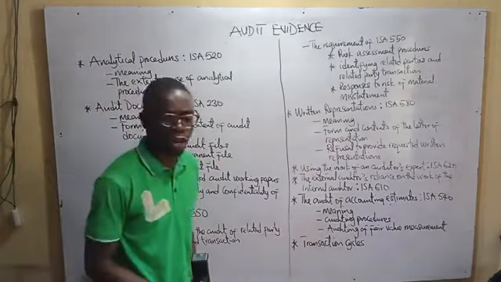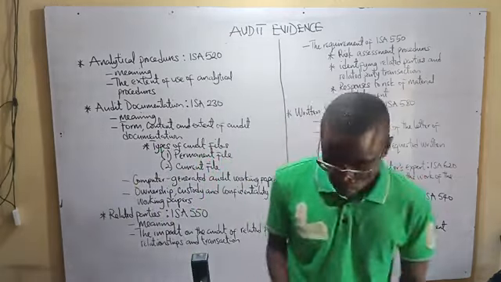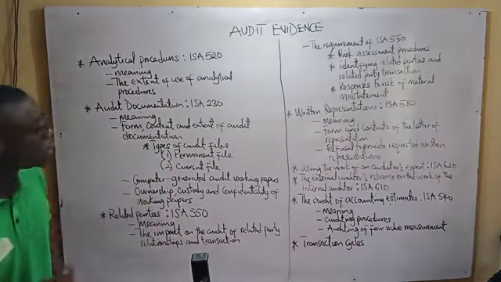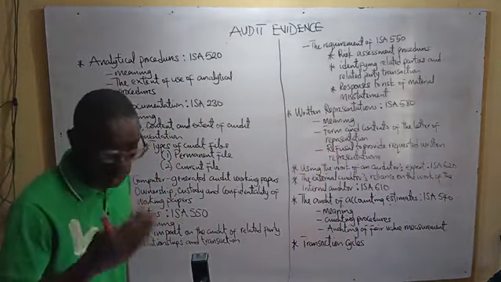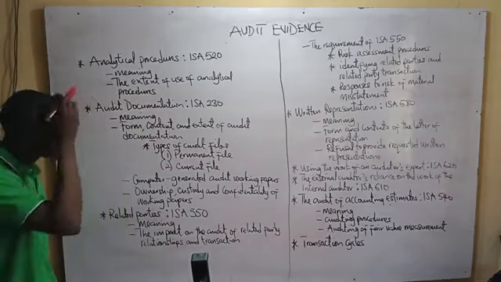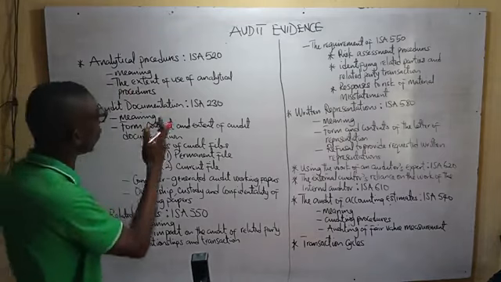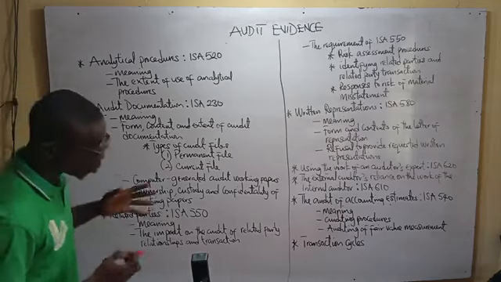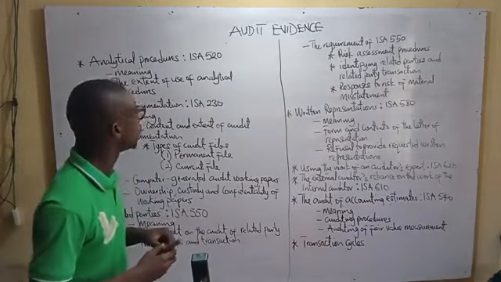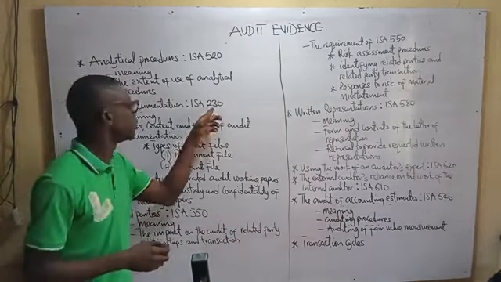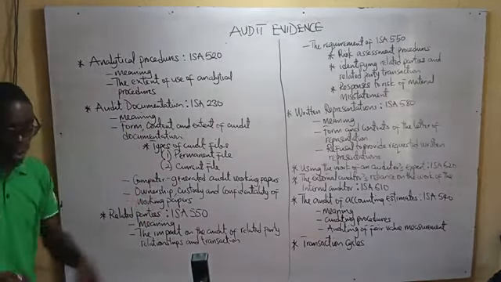Now let's go to audit documentation. What's another name for audit documentation? That means you say audit working paper. Yes, audit working paper. Now, there is a standard that talks about audit documentation. It is called International Standard on Audit 230. It is called audit documentation.